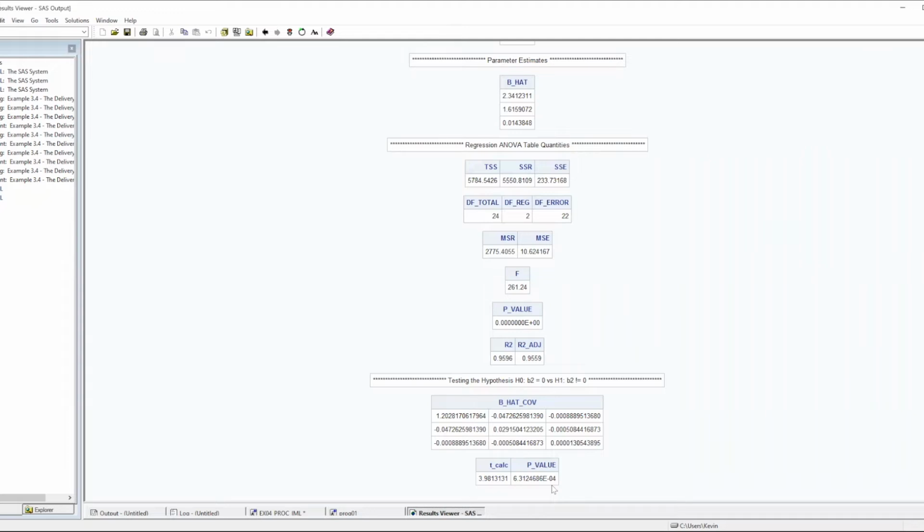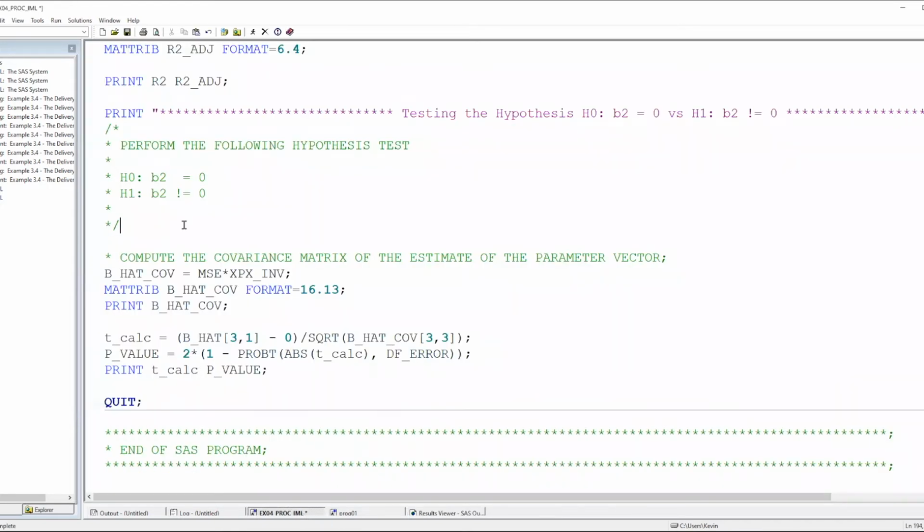All right, and so we can see here that there's strong evidence against the null hypothesis that beta 2 is equal to 0. We would conclude that beta 2 is in fact non-zero, and therefore delivery time does depend linearly on the distance that the delivery driver has to walk, even though the number of cases is already in the model. So that's how we can do this follow-up analysis using PROC IML.